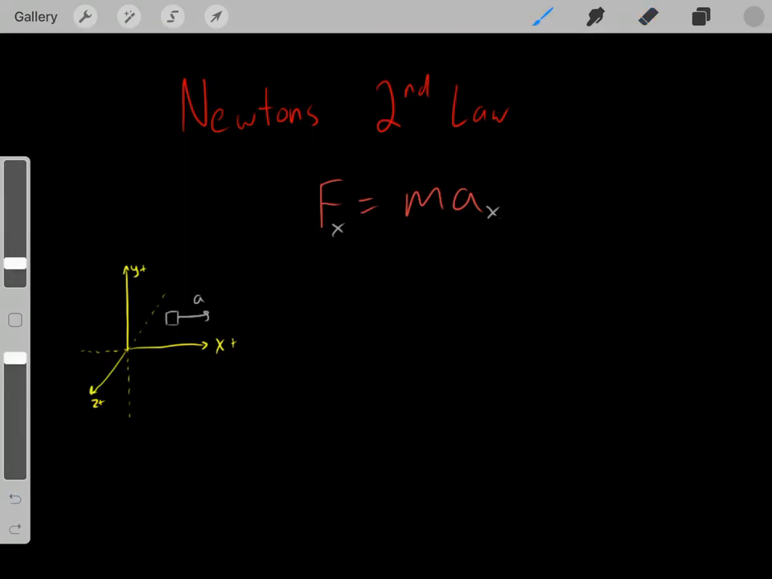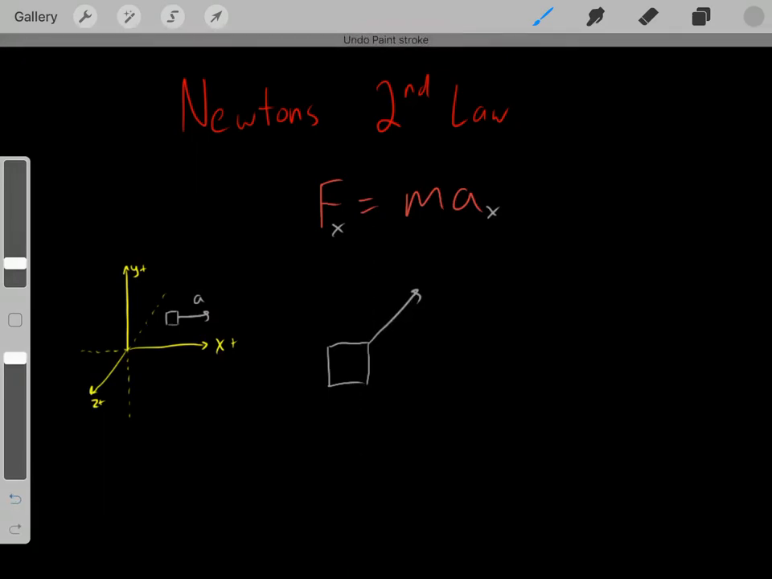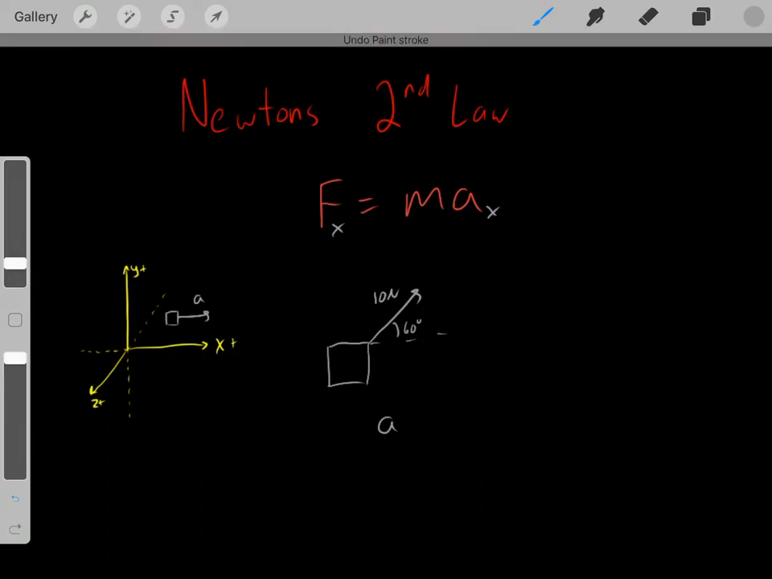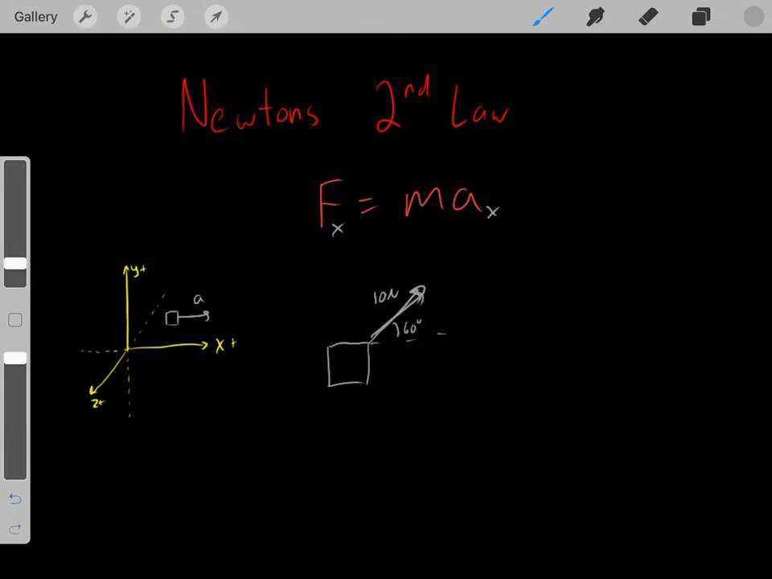So let's do an example. Let's say we have this box, and let's say it's feeling a force in this particular direction. So again, let's say this is the x direction and this is the y direction. And let's say it's feeling a force of 10 newtons, and let's say this is the horizontal, so this angle to the horizontal is 60 degrees. So in this situation, what would be the acceleration in the x direction?